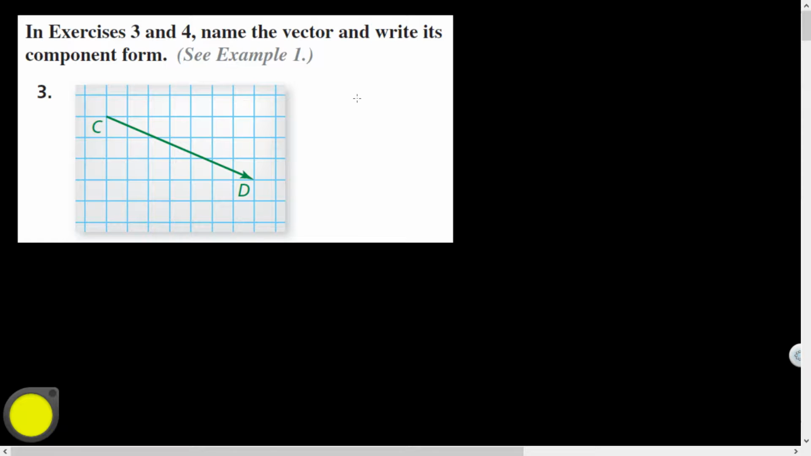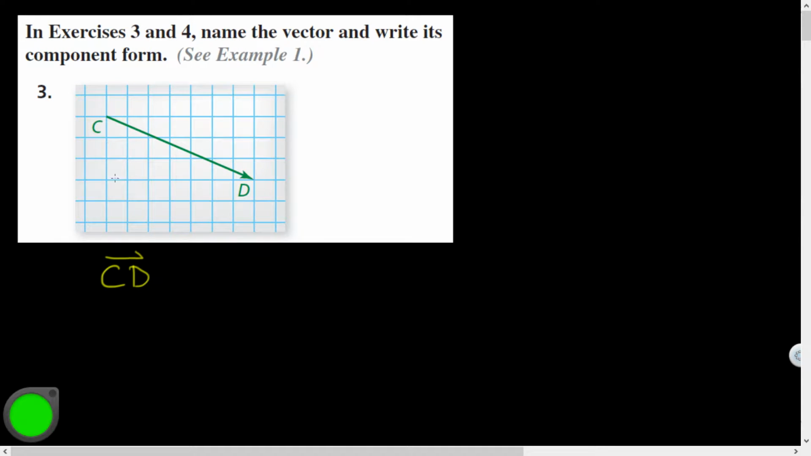But here we go. Let's talk about naming the vector and writing its component form. So this vector would have been vector CD. It almost looks like a ray according to its symbol, but it's like a little harpoon. So to name this vector in component form, we actually think about it in terms of horizontal and vertical movement.